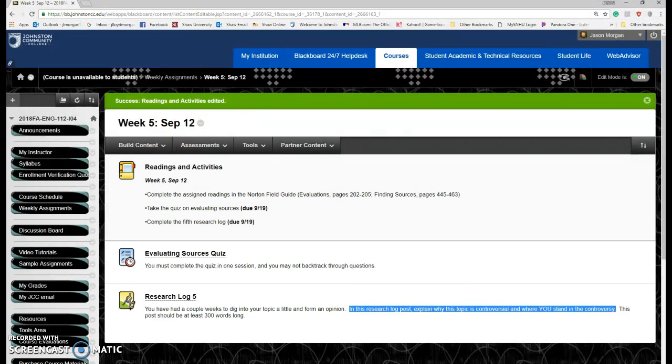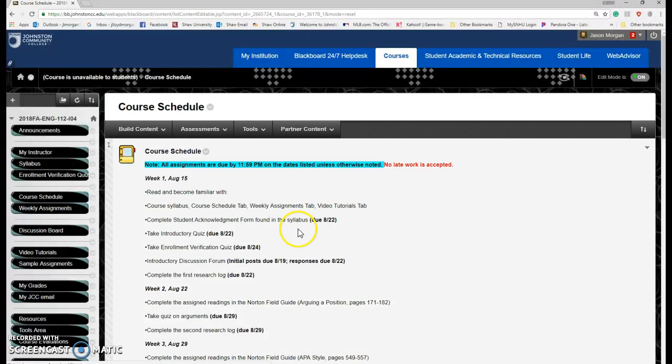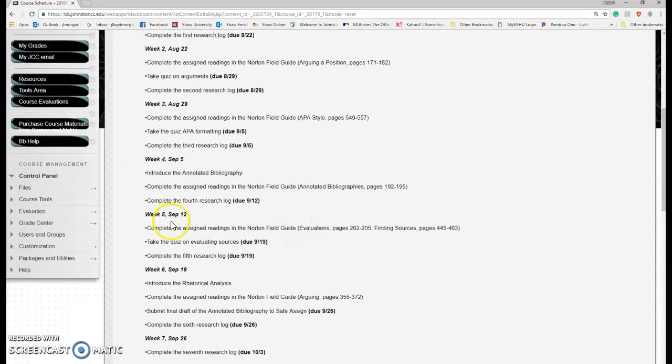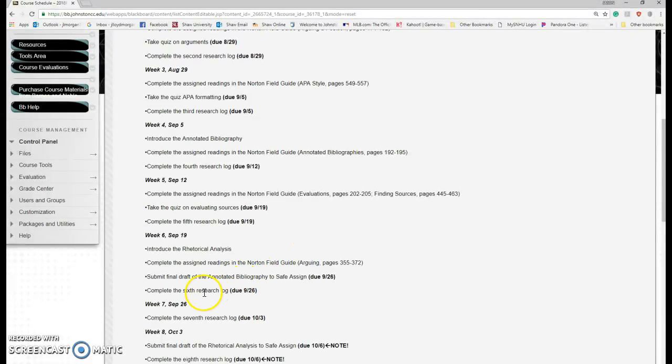If we also go back to the course schedule, just so you don't get too far behind, down here to week 5, which is what we're doing, remember that the annotated bibliography, that big assignment which we introduced last week, is due on the 26th of September. So make sure you're plugging away at that. That's not something you can do at the very last minute. You can't think, oh, on the 25th I'll sit down and plug that out. No. Get working on it now.